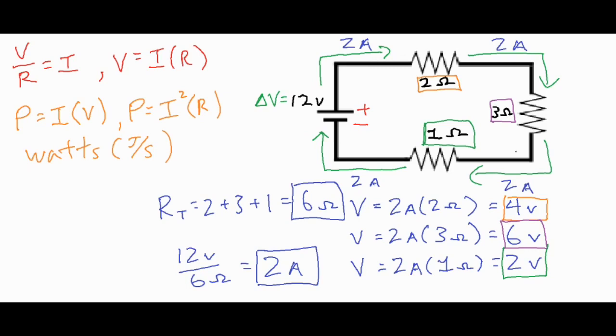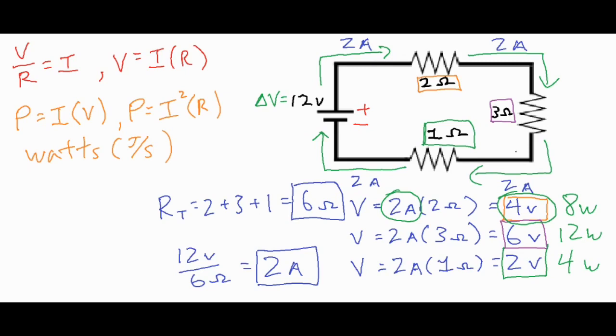So say, for example, for this 2 ohm orange resistor, you have the current of 2 amps and you have the voltage of 4 volts. So it's pretty simple. Find the product of those two and you have 8 watts. And then same for the other one, 2 times 6, 12 watts, 2 times 2, 4 watts.